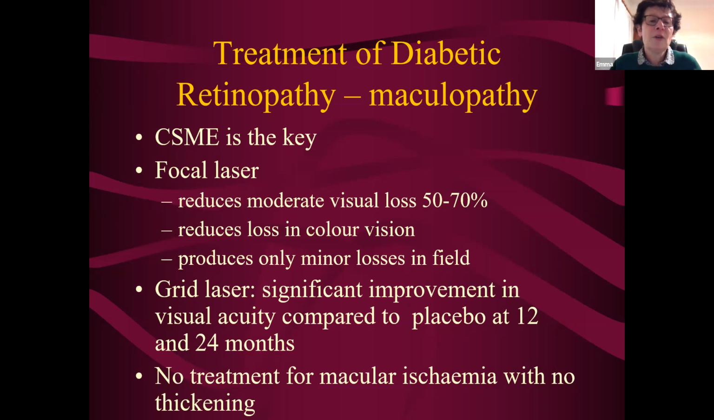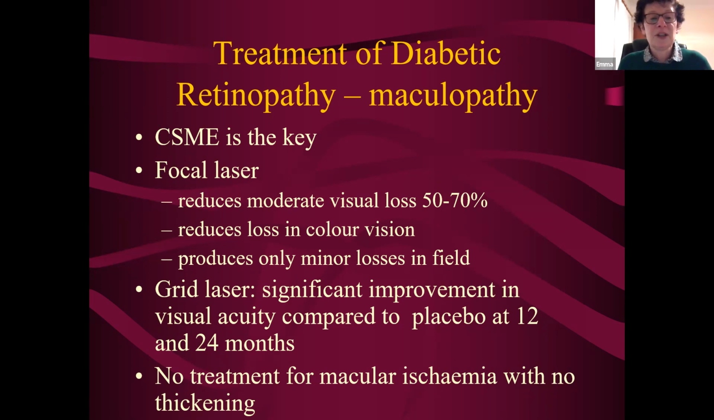So if you've got those circinate exudates within the macula but not affecting the center, you can use focal laser, and this is very safe. It reduces the moderate visual loss by 50 to 70%. Grid laser we use much less these days. It can have an effect though, and what you're doing with grid laser is very, very light burns. Really, basically, you're trying to kick-start the RPE pump to clear the fluid. Grid we use much less these days.